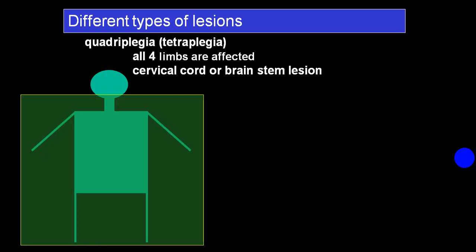If we come across all four limbs involved and sparing the face, it will be because of cervical cord damage or the lower part of the brainstem.